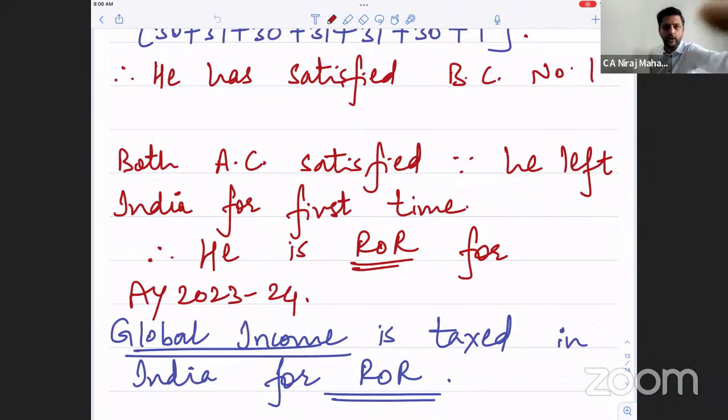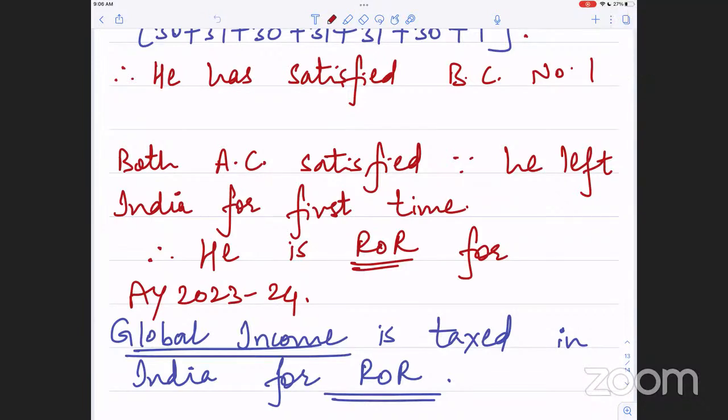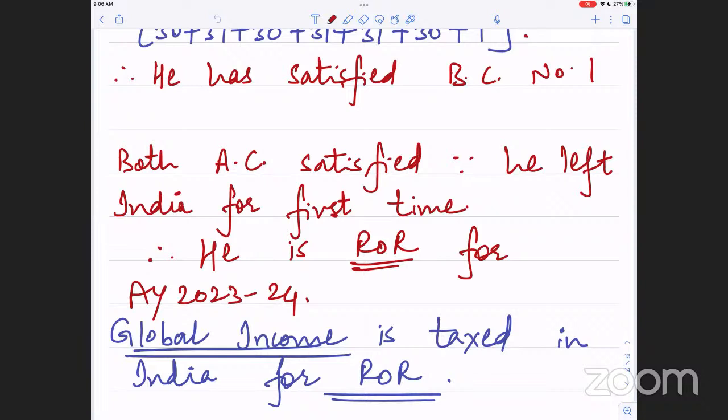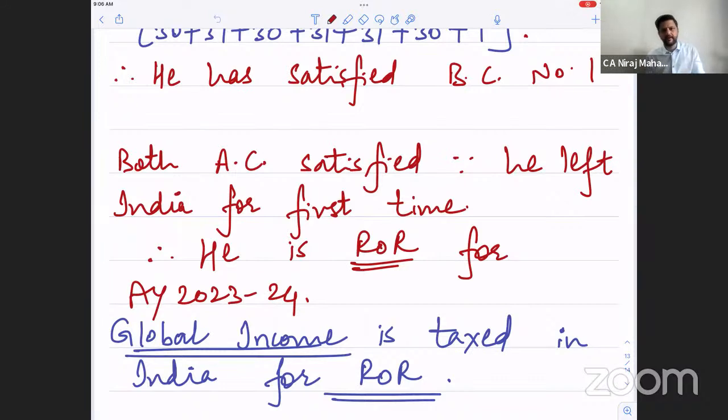Correct, everybody? Section 1, do you remember? Section 1, short title, extent, commencement. Then 2, definitions. 3, previous year. 4, charging section. And then we are reaching the next of the sections. We're talking about scope of total income, whether a person is taxable or not taxable in India.